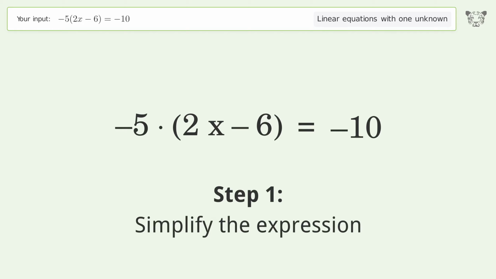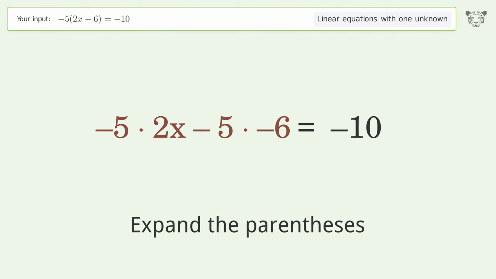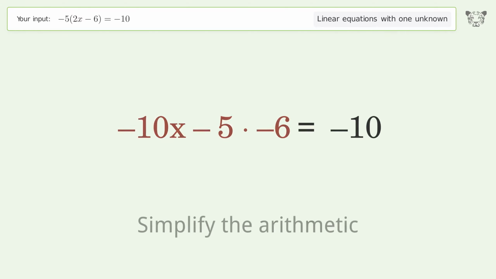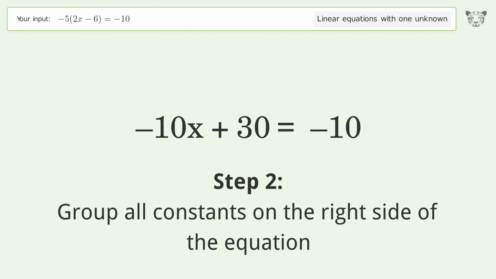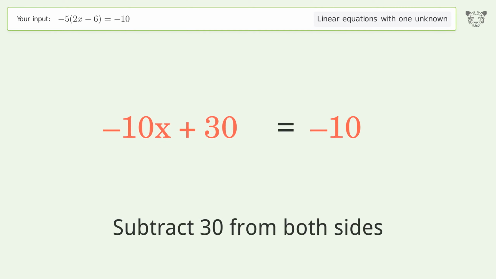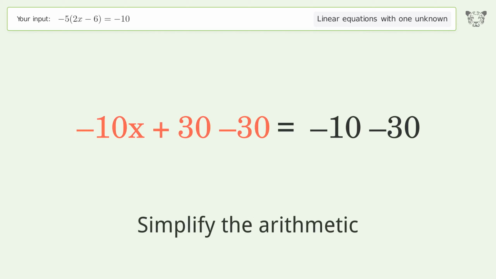Simplify the expression. Expand the parentheses. Multiply the coefficients. Simplify the arithmetic. Group all constants on the right side of the equation. Subtract 30 from both sides. Simplify the arithmetic.